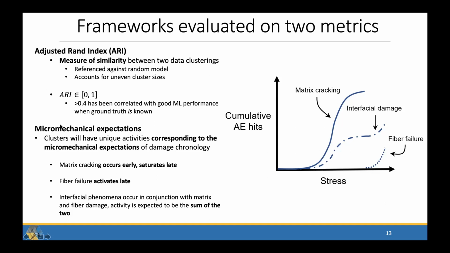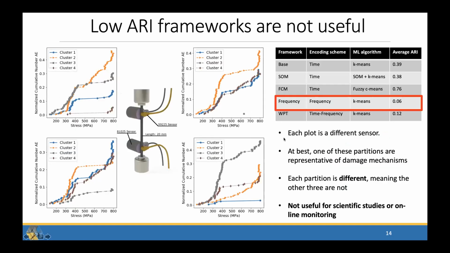And then we looked at micromechanical expectations. We're very lucky here because in ceramic matrix composites, we have the benefit in this unidirectional composite that we chose of knowing what the damage chronology is going to be. We know that we're going to see matrix cracking early, and we know we're going to see fiber breaks late. So we very much expect to see in this simplified geometry a bunch of matrix cracking, and then the fibers start to break. The interfacial phenomenon is more difficult. It can occur in conjunction with both, and we expect that to be somewhere in the middle. So when we apply these frameworks, the first thing we see is that, and so here, each one of these plots is a different sensor.